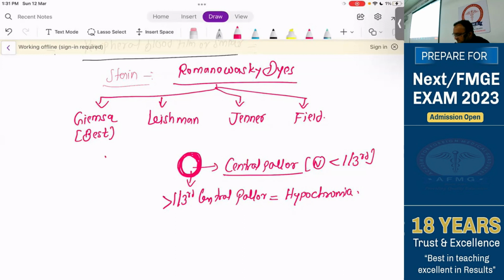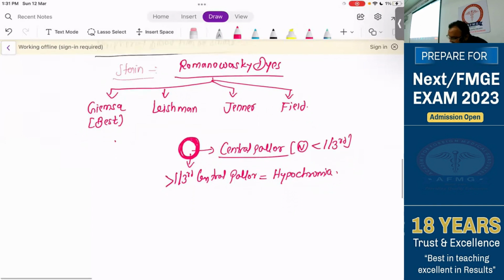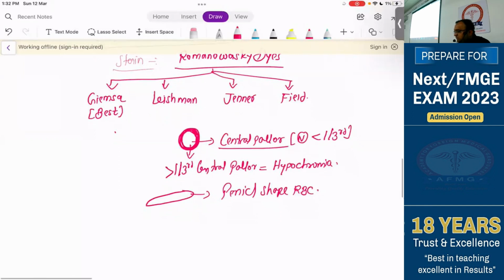So this is a hypochromic and microcytic RBC. So we have confirmed on the smear also that the MCV is right. If MCV is low, then here also the RBC size is smaller. Sometimes you will see the pencil shaped cells also in these anemia. Pencil shaped RBC in iron deficiency anemia. So both kinds of RBCs we can appreciate in the peripheral blood film of iron deficiency anemia. That one is microcytic hypochromic, another one is the pencil shaped cells.